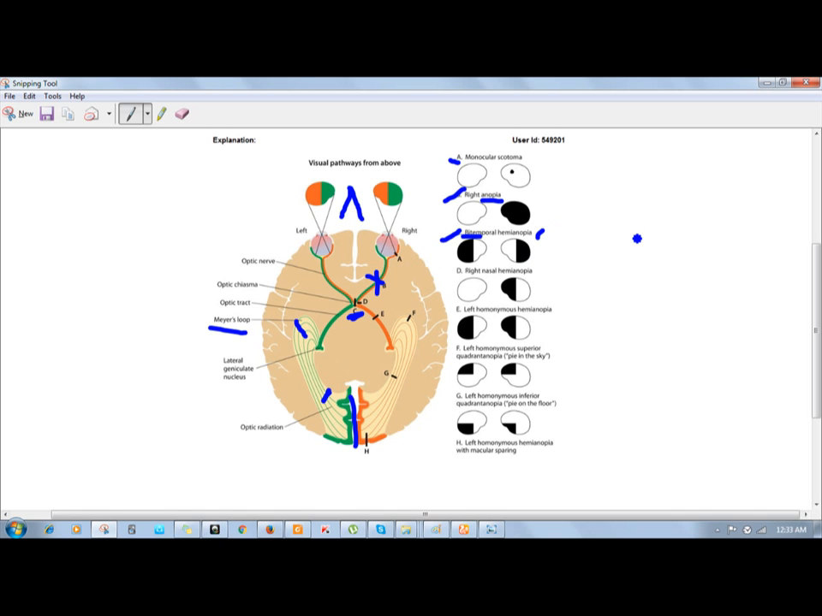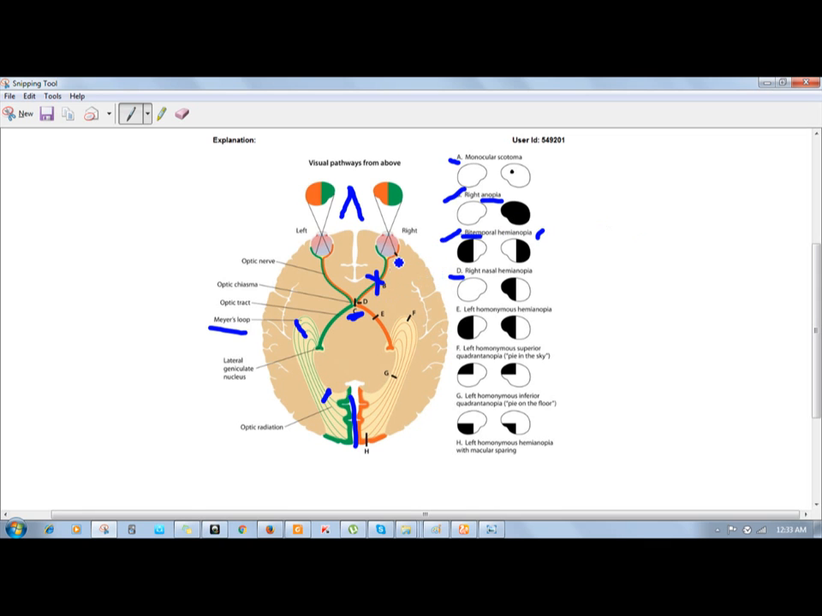One of the most common causes of bitemporal hemianopsia is any disease that causes enlargement of the pituitary gland, or any sellar mass like pituitary adenoma or craniopharyngioma. Both of them can cause damage to the optic chiasm, leading to bitemporal hemianopsia. Very important. Next, we have something called a right nasal hemianopia.